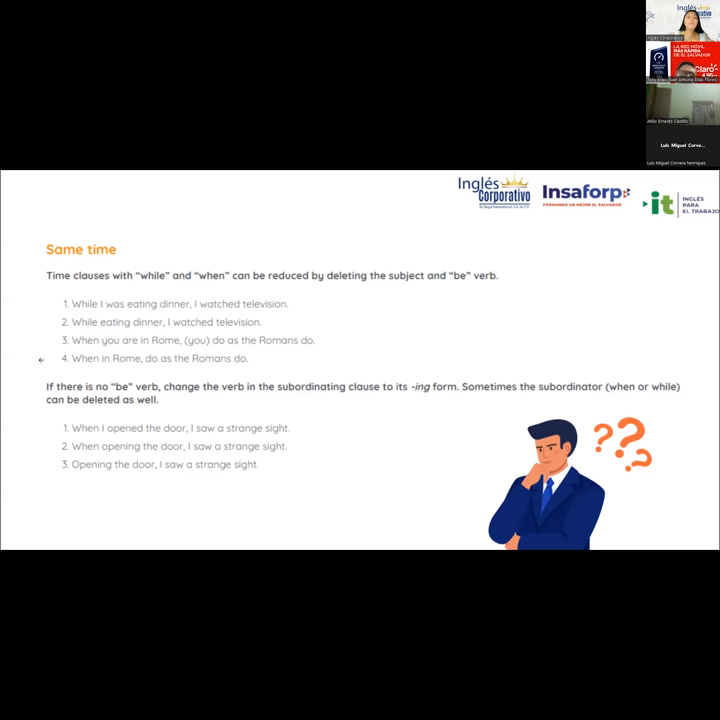Yes, and then we also have the following information. If there is no be, or verb to be, in this case, change the verb in the subordinating clause to its ing form. I mean, what we covered before, lo que expliqué al principio. When I open the door, when opening the door, ya se elimina el sujeto y se pone siempre el gerund. Porque aquí no hay verbo to be.